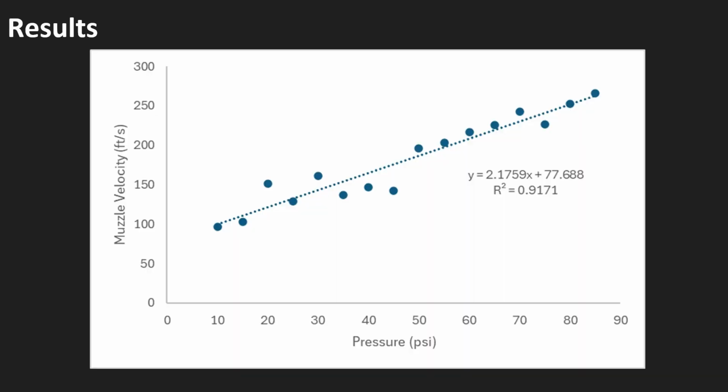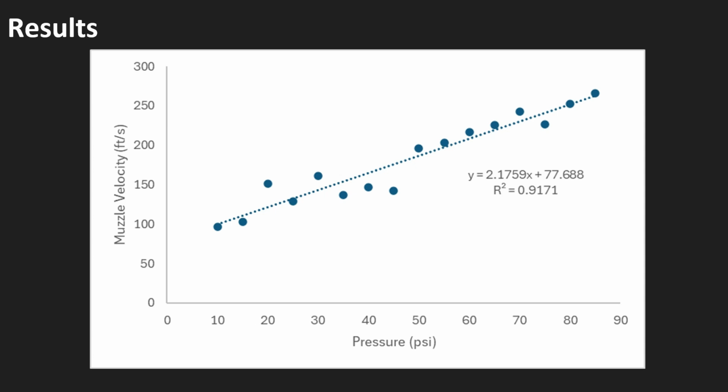The final part of our method section was actually taking these launches and turning them into data. To do this, we took the slow-mo videos that we recorded, played them frame by frame, and measured the distance between consecutive frames. We got that distance value, and then multiplied it by the frame rate and divided it by 12 to get the feet per second for our speed.